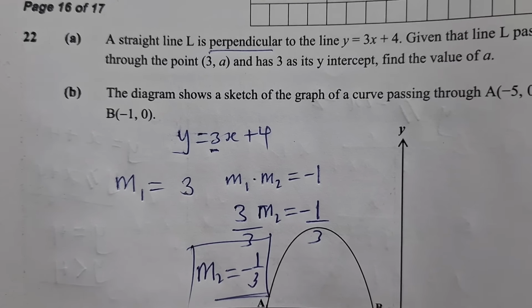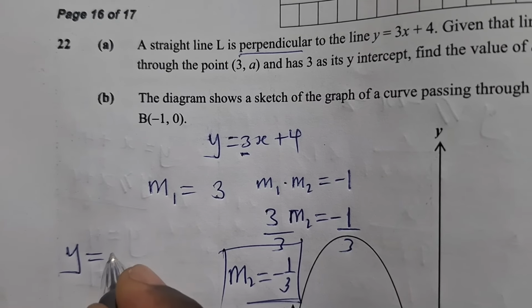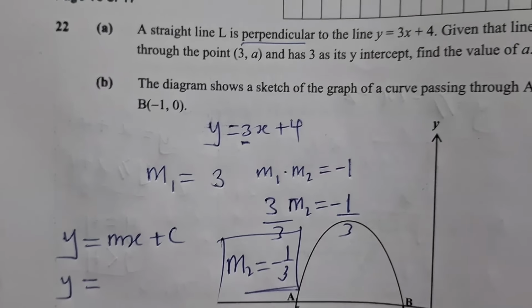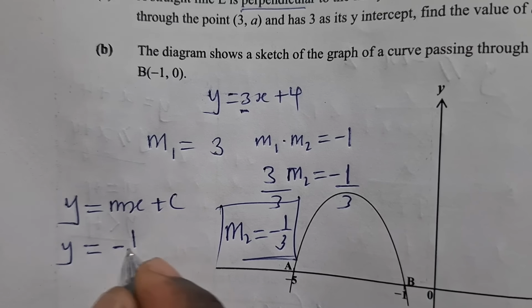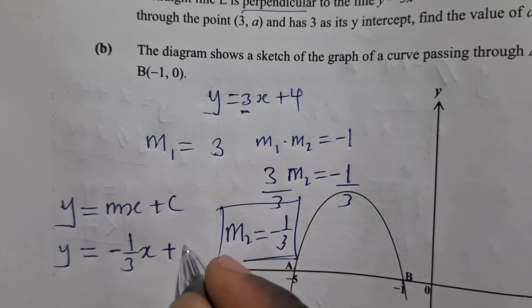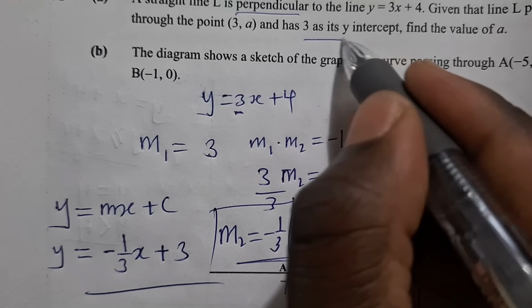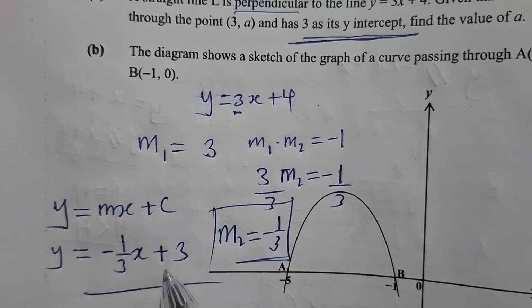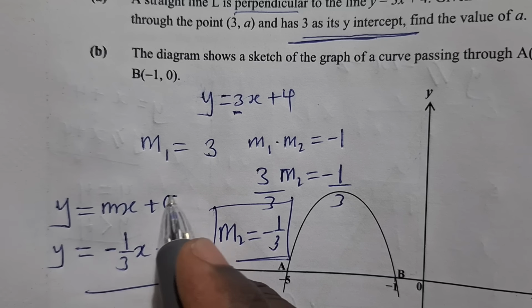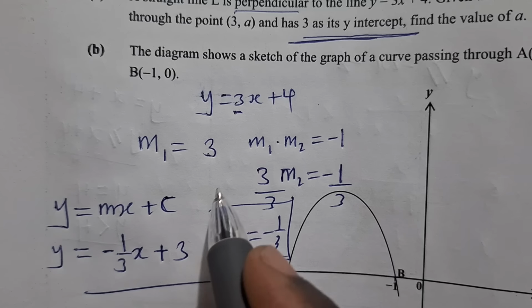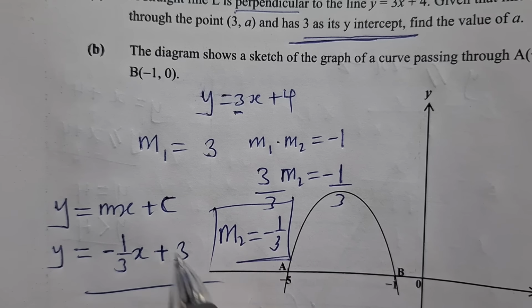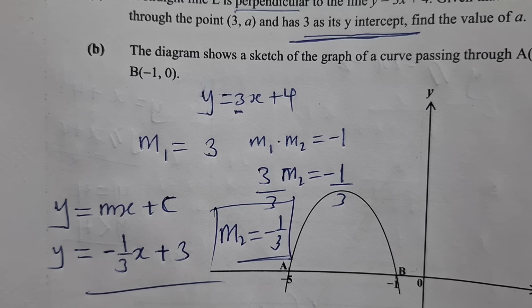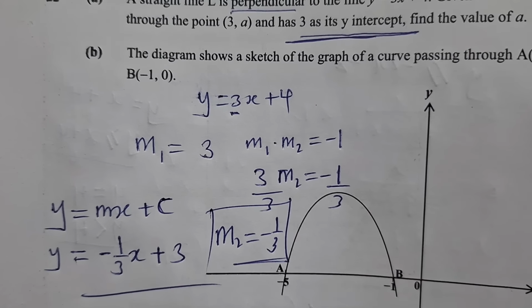This is m2. So we're going to use the formula for finding the equation of a straight line. And then we maintain y is equal to negative 1 over 3 x plus 3. So this 3, they are saying y-intercept, meaning where this equation is passing through the y-axis, or the value of c. The value of c is the y-intercept. It's 3. When you hear y-intercept, it's the value of c. Where the equation is passing through the y-axis, it's passing at 3. And this is the answer.